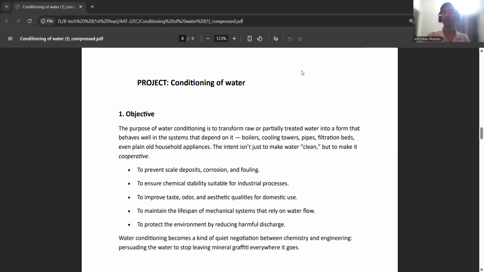to ensure chemical stability suitable for industrial processes, to improve taste, odor, and aesthetic qualities for domestic use, to maintain the lifespan of mechanical systems that rely on water flow, to protect the environment by reducing harmful discharge. Water conditioning becomes a kind of quiet negotiation between chemistry and engineering, persuading the water to stop leaving mineral graffiti everywhere it goes.